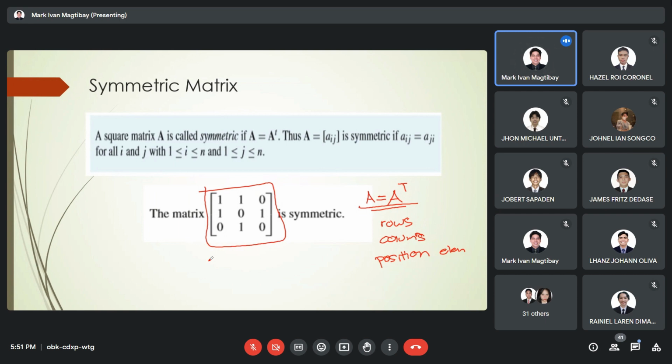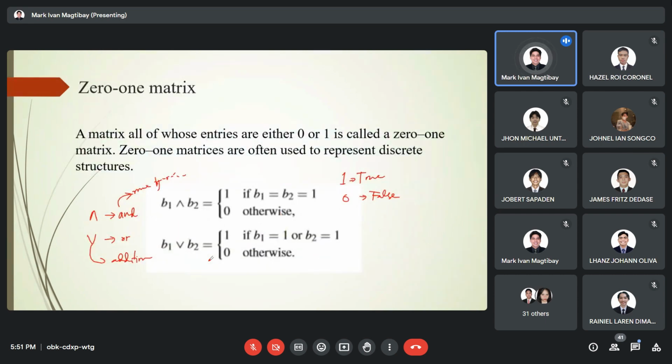Okay? And then, dito na po papasok yung combination po ng matrices through our topic po, which is sa discrete mathematics po. Sa 0-1 matrix po natin, ang mga entries lang po niya is 0 or 1 po. Ang tawag po natin sa kanila is a 0-1 matrix. 0-1 matrices are often used to represent discrete structures po natin.